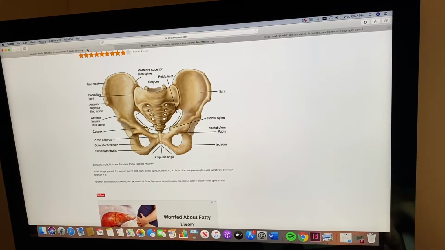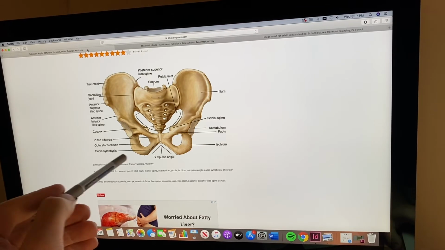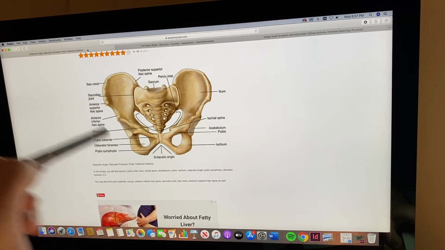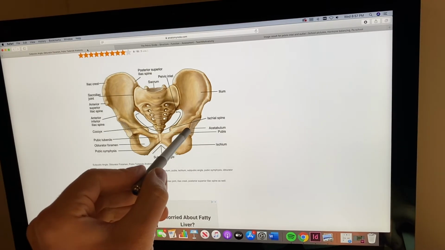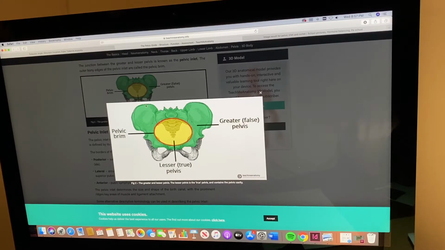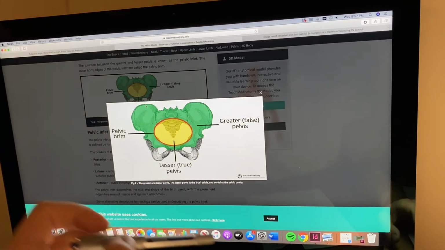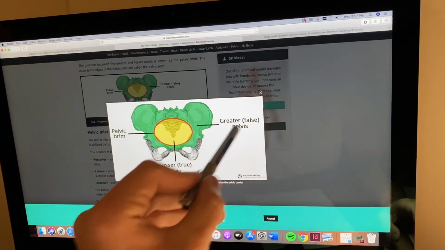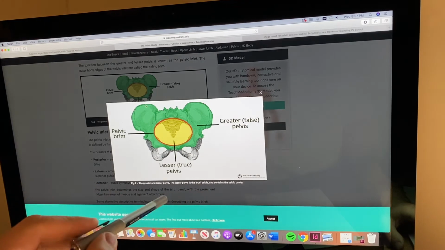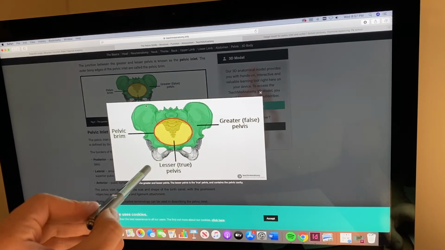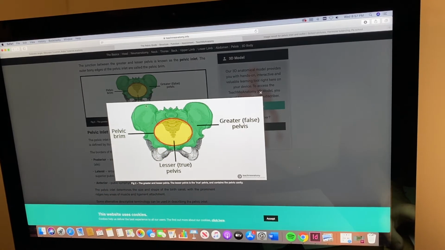All right, so now we're going to talk about the articulated pelvis. The obturator foramen is here. The acetabulum is here. The pelvic brim is here. Here you have the greater or the false pelvis, and here you have the lesser or the true pelvis.